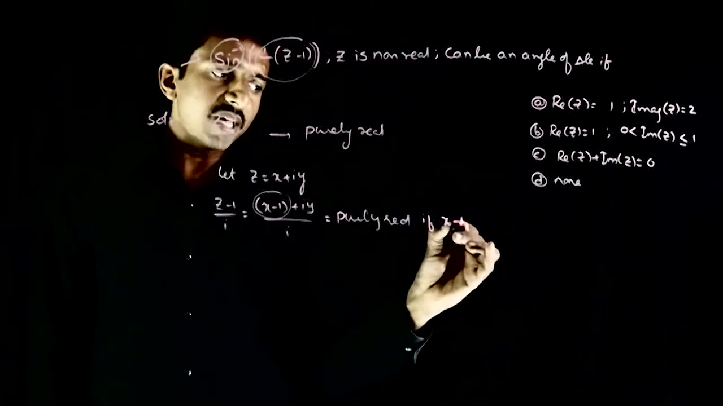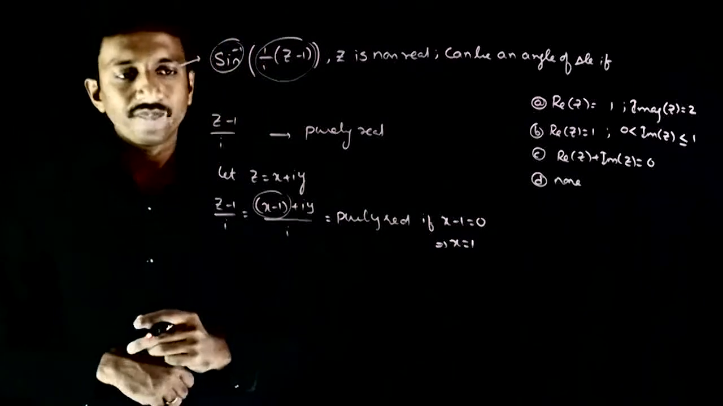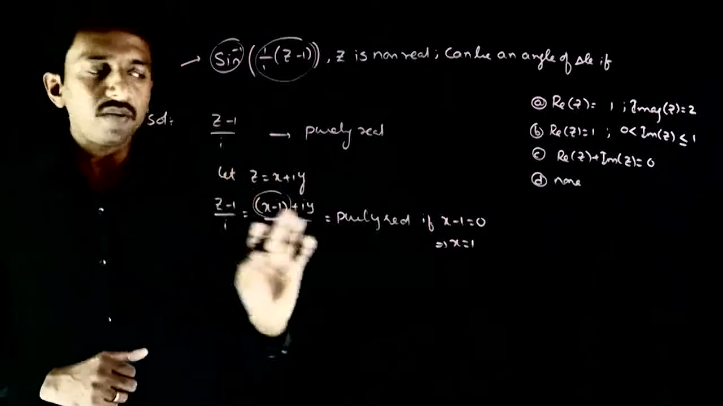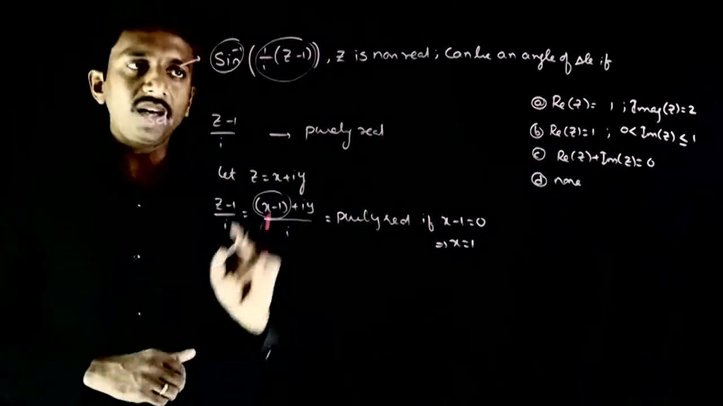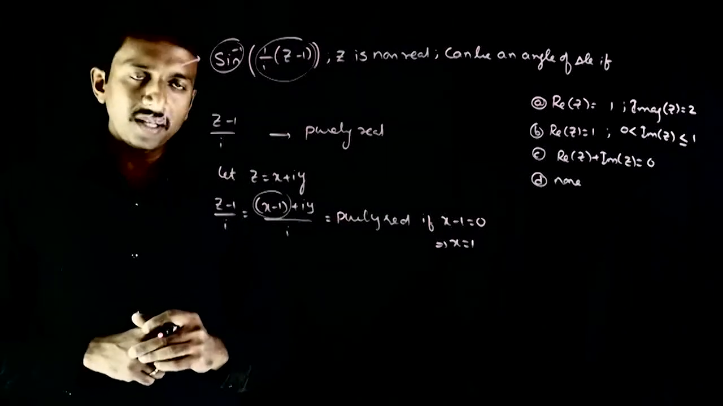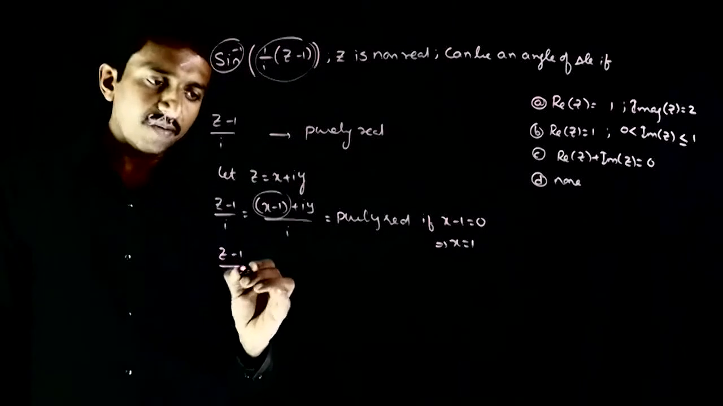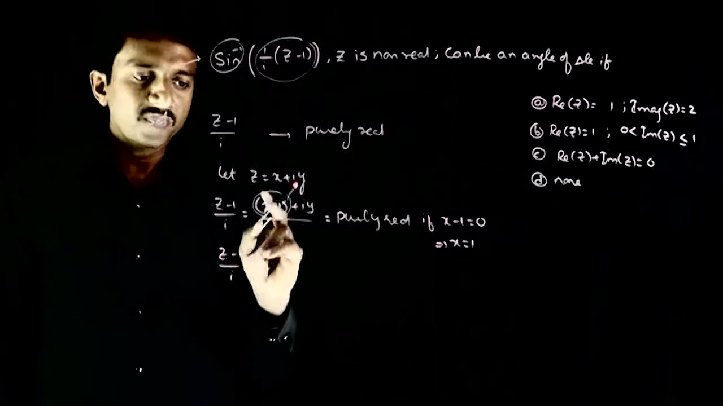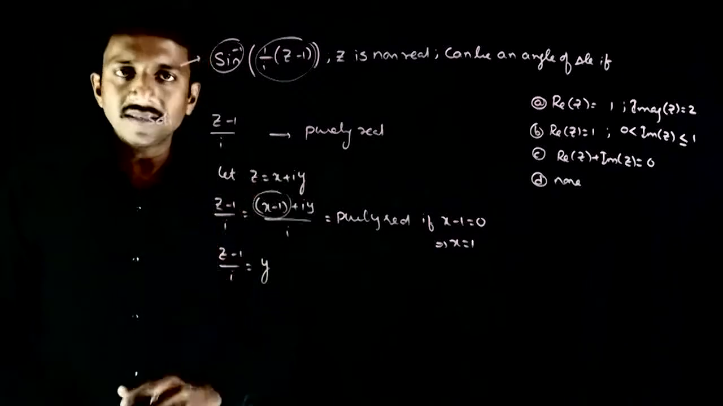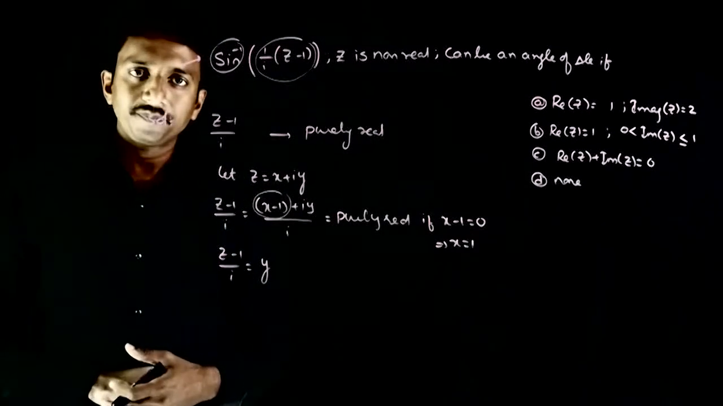If x minus 1 is equal to 0, this implies x is equal to 1. So z का जो real part है वो तो 1 होना चाहिए. Only then will this number (z minus 1)/i be real. And when x is equal to 1, (z minus 1)/i will be equal to y. ये वाला 0 हो गया, i and i gets cancelled. So (z minus 1)/i should be equal to y.